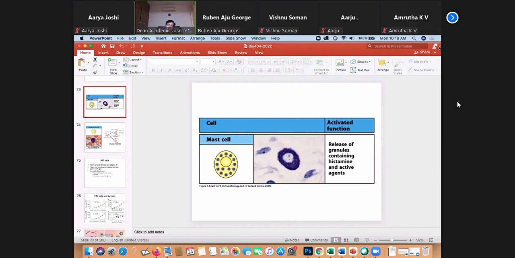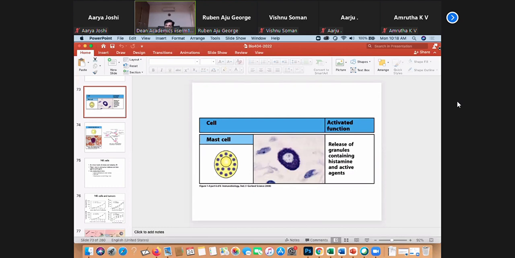Now, what is the role of eosinophils? Eosinophils are predominantly involved in parasitic-induced allergic responses. For any parasitic infestation, you normally don't call it an infection, you call it an infestation. You find a lot of eosinophils induced in your system.